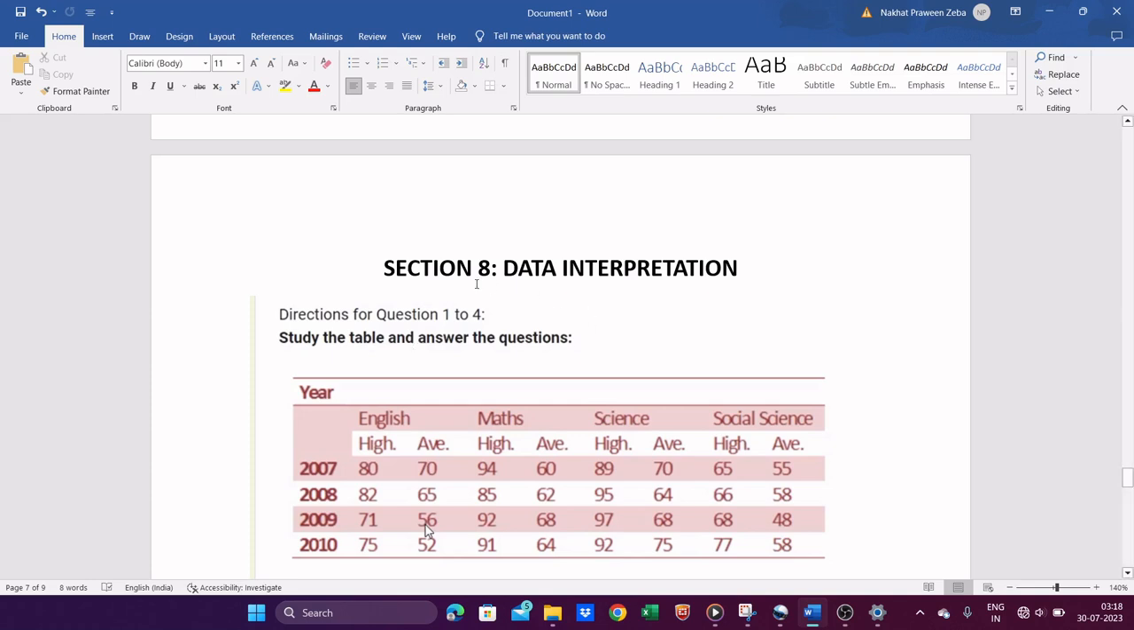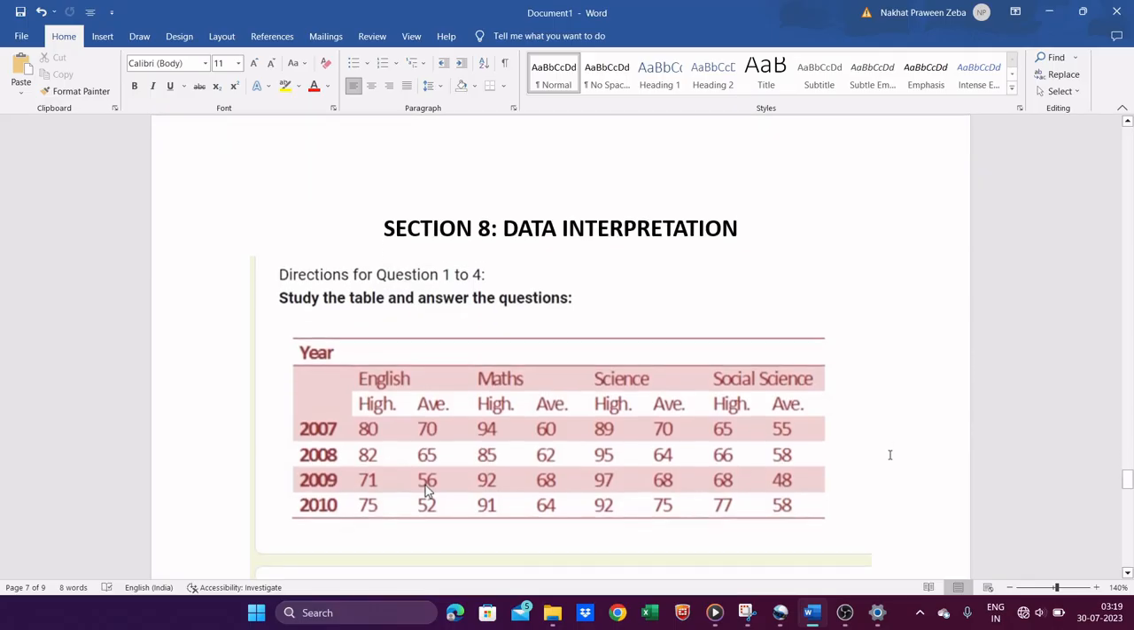Now section 8, which is data interpretation. My cursor is behaving very weird right now, but anyways. So now section 8, which is the last section, data interpretation, and also it is a mandatory section. You cannot skip. The number of questions here is 4. So let's start. This table is given to you for the years 2007 to 10, and 4 subjects are given, with highest marks and the average mark. Okay, now let's see the question.